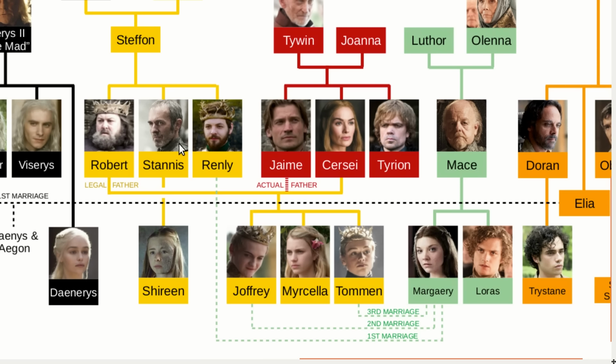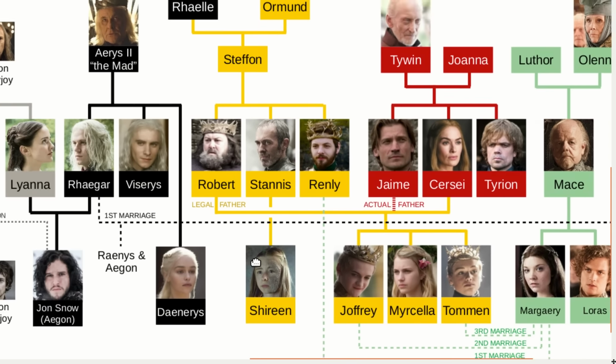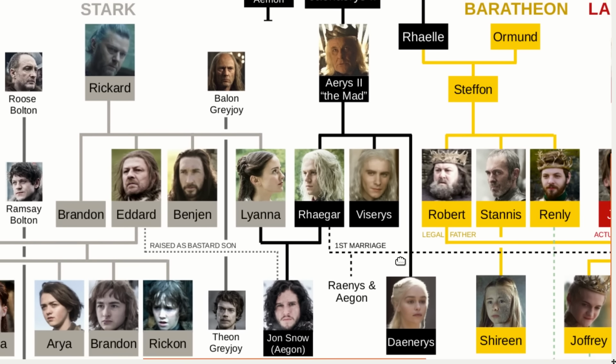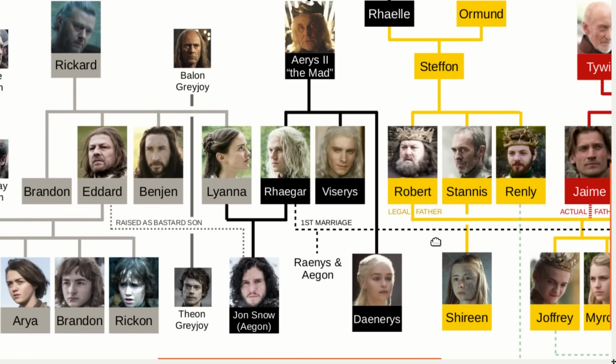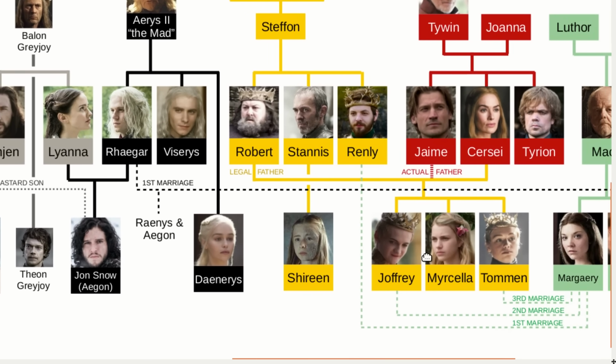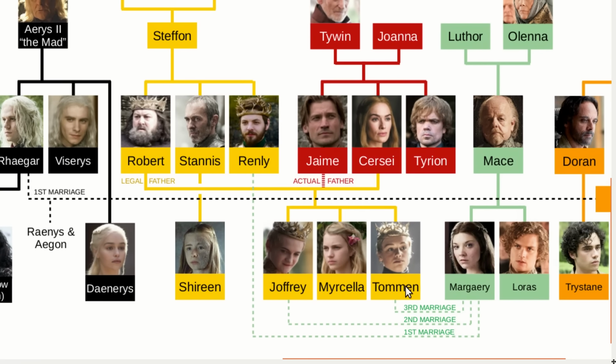Stannis ends up in the north and sacrifices his daughter Shireen in a religious ceremony in the hopes of defeating the Boltons. But Stannis dies and all is in vain. Balin Greyjoy is killed by his brother, and therefore all 5 kings from the War of the 5 Kings are now dead. The new king, Tommen, doesn't last long either.